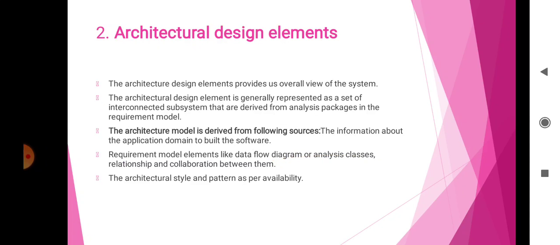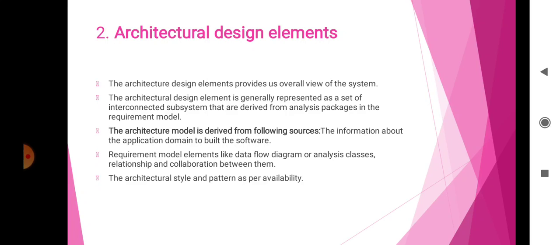And the third level is business level, the collection of the information stored in the disparate databases. Then second is architectural design element. The architectural design element provides us the overall view of the system. The architectural design elements are generally represented as the set of interconnected subsystems that are derived from analysis packages in the requirement model. The architectural design for the software is the equivalent to the floor plan of the house.